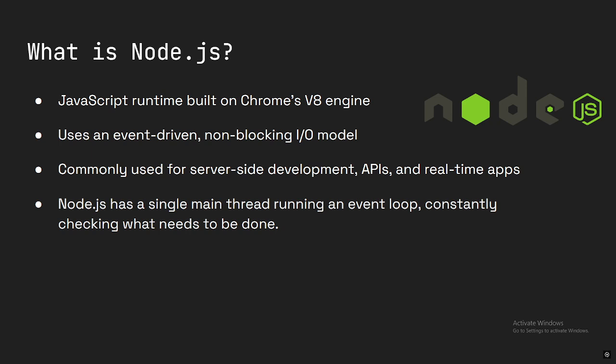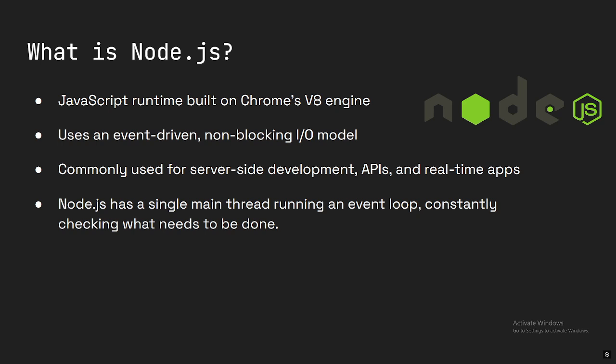So for this next part, we're going to be talking about a framework that probably everyone who's watching this has already heard of and used. It is Node.js. So Node.js is a JavaScript runtime environment that's built on Chrome's V8 engine, and it uses an event-driven, non-blocking I/O model. It's commonly used for server-side web development, APIs, and real-time apps.